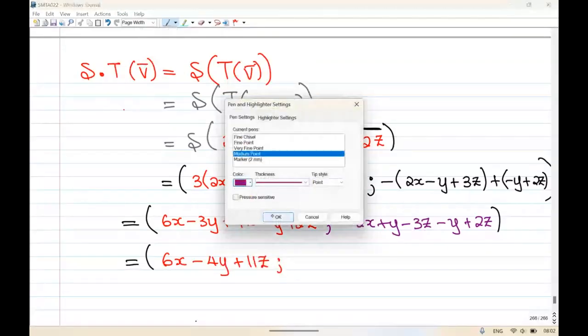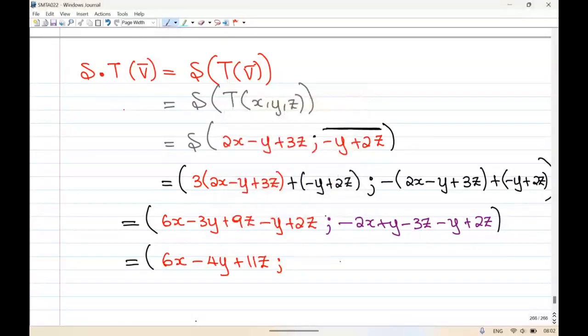On the second element, what do you have? We have minus 2x plus z minus z. Then do you see that y and y, you are going to get 0? Yes. And minus 3z plus 2z, you are going to be left with minus z here. Minus z. Is it fine, colleagues?